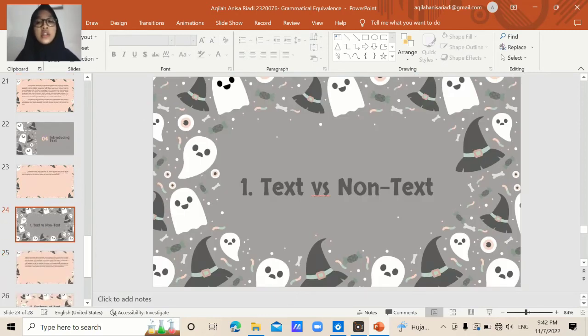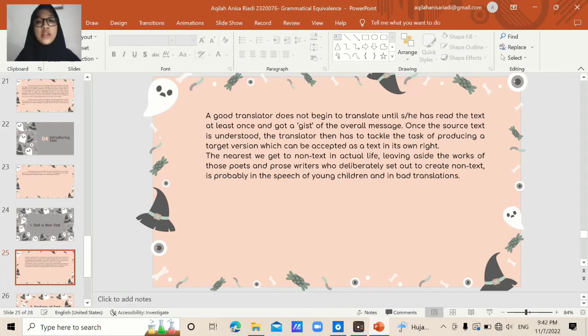1. Text versus non-text. A good translator does not begin to translate until he or she has read the text at least once and got the gist of the overall message. Once the source text is understood, the translator then has to tackle the task of producing a target version, which can be kept as a text in its own right. The nearest we get to non-text in actual life, leaving aside the works of those poets and prose writers who deliberately set out to create non-text, is probably in the speech of young children and in bad translation.